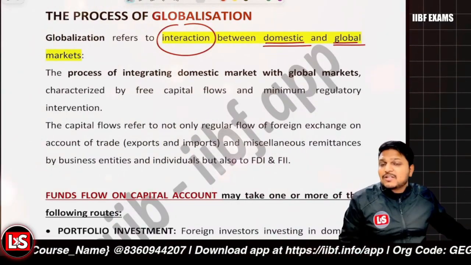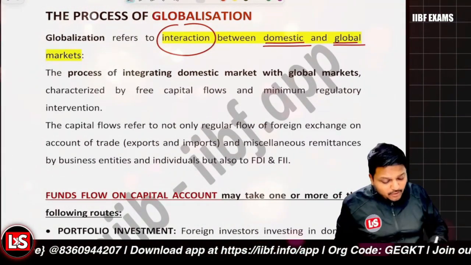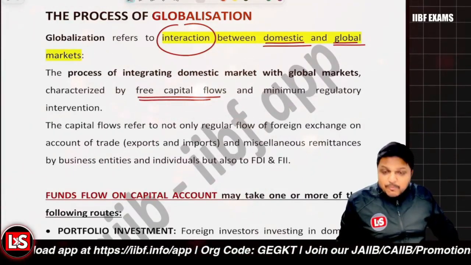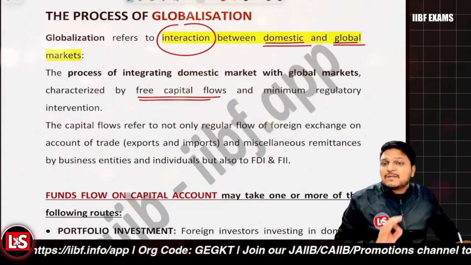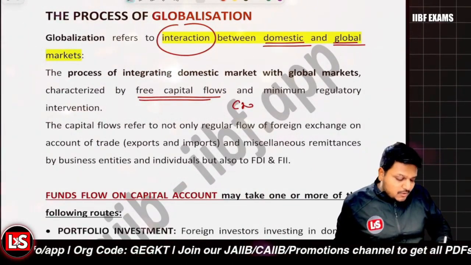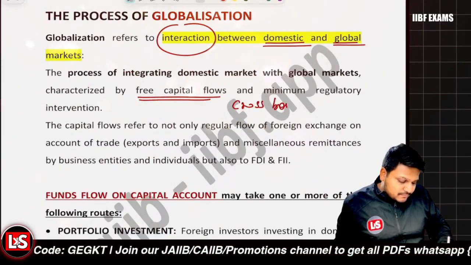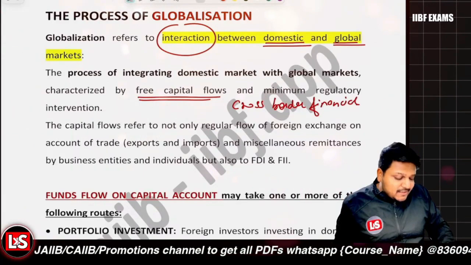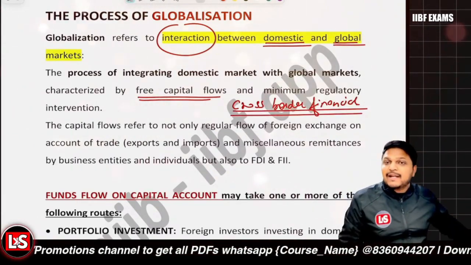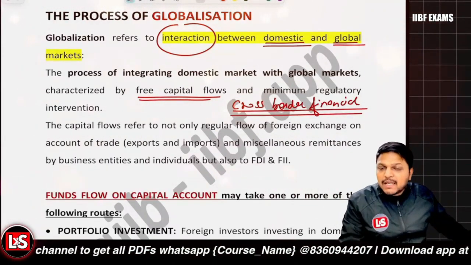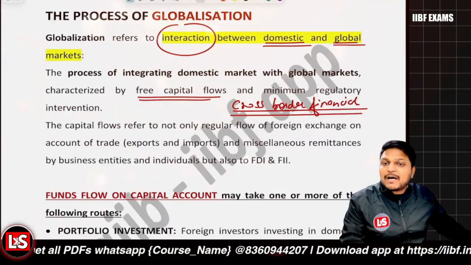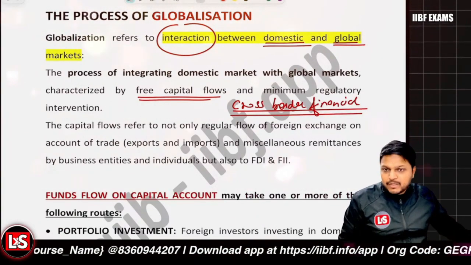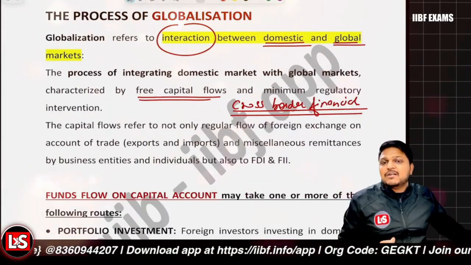And why is globalization there? Because there is free flow of the capital. First one, free flow of the capital, and the cross border financial investments are being done. The cross border financial transactions and deregulation, like I told you that the current account transactions are fully convertible and the capital account transactions are partially convertible.